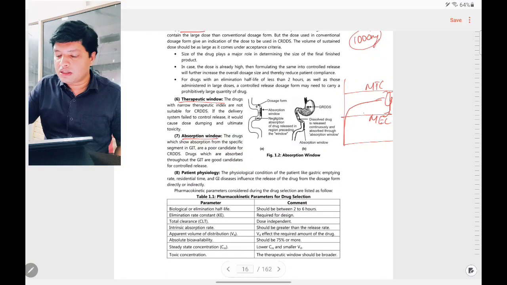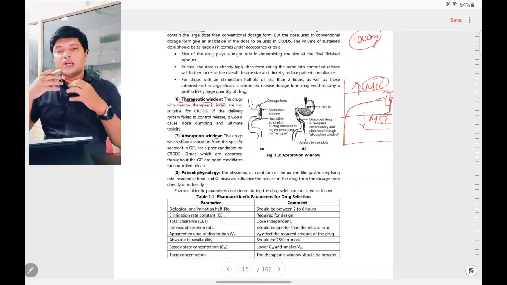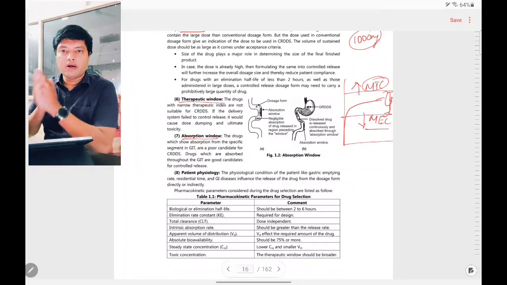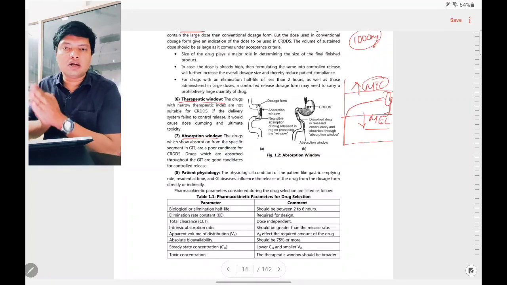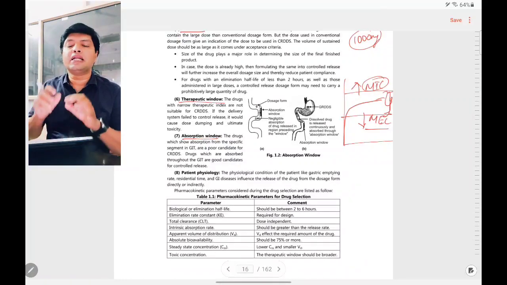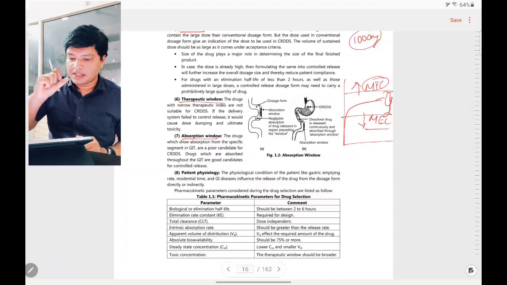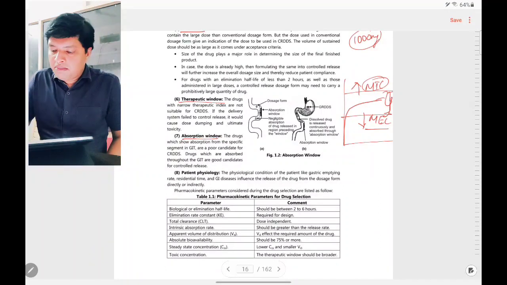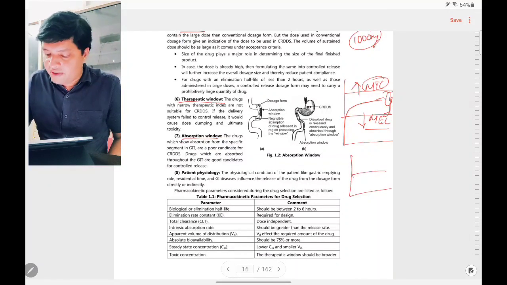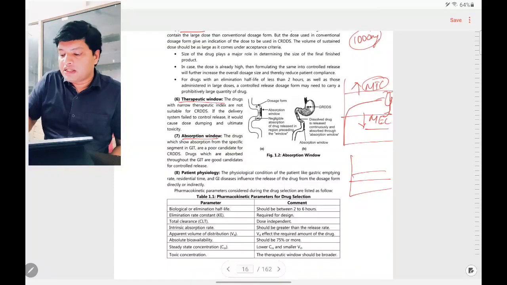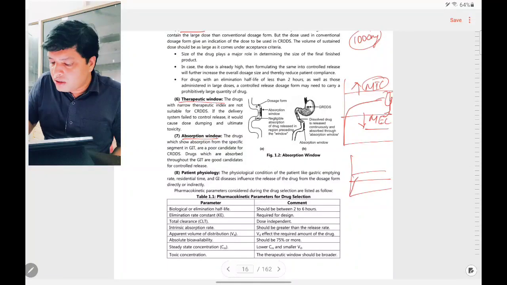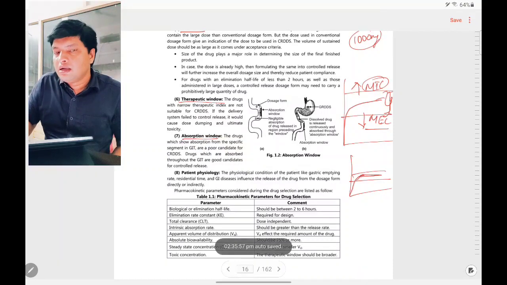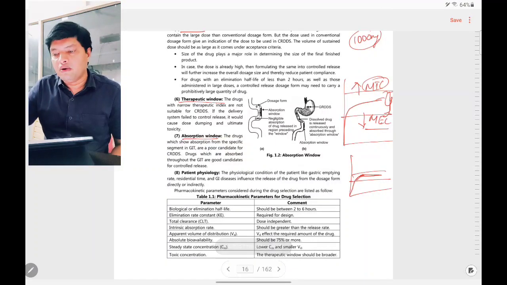If it goes below this, no effect. If it goes above this, there will be toxic effect. So you will get the therapeutic effect when the concentration of the drug remains in the therapeutic window itself. Now some drugs will be having narrow therapeutic window like this. Then what happens? It is difficult to control the release or control the drug concentration to be in the therapeutic window if it is having narrow therapeutic window.